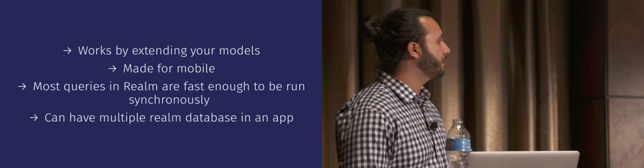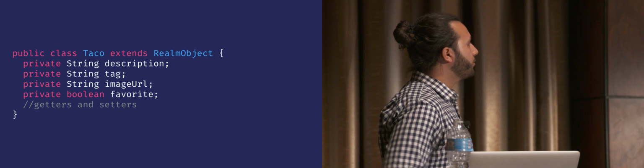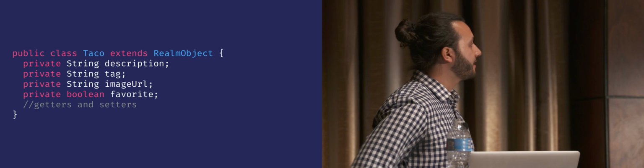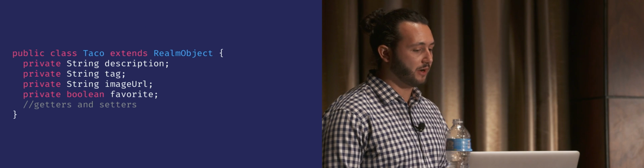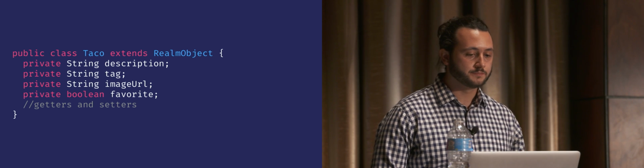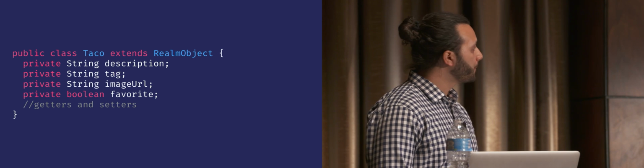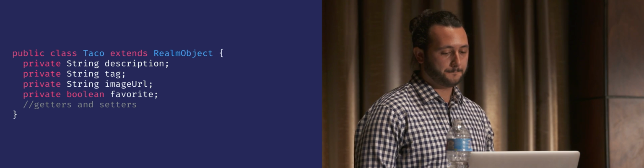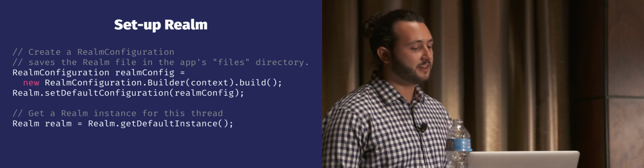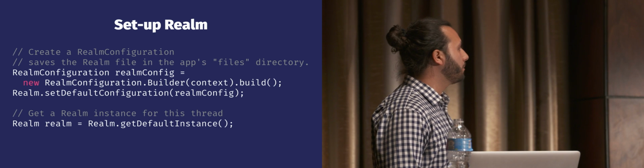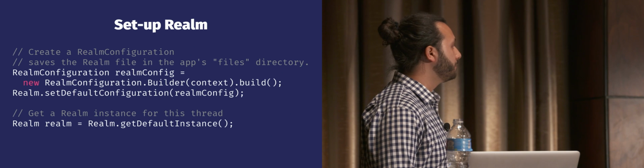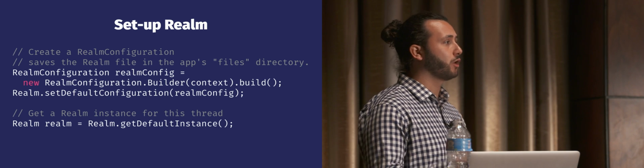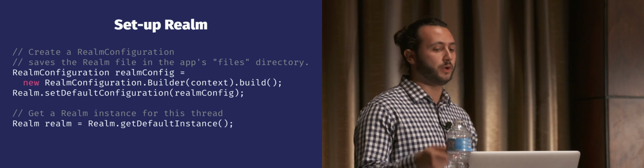So, a two-step process for setting up Realm. First, we need to take our objects and extend from RealmObject. So this is the same taco object we've been working with this entire time. Pretty simple. And then to set up Realm, we need to get an instance of the Realm configuration and get a default instance of Realm out of that. Every time you work with Realm on a new thread, you need to get a new instance of Realm.